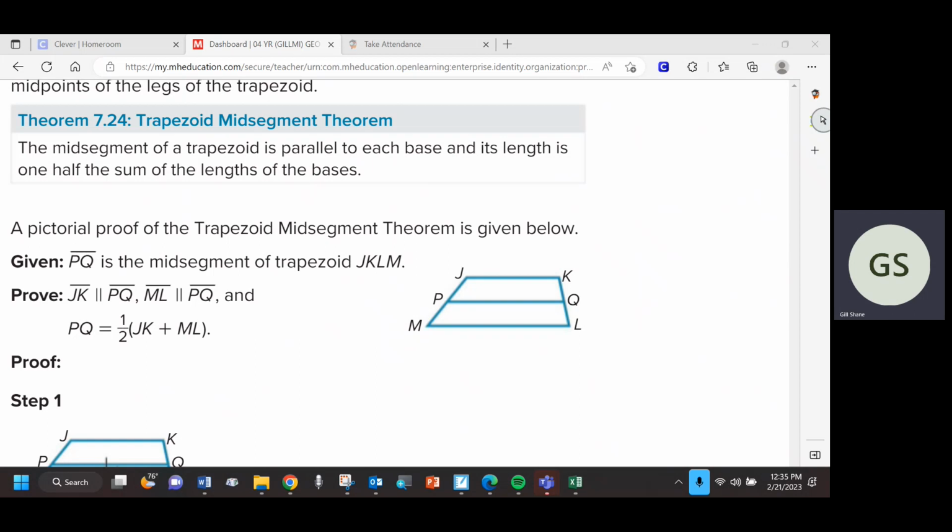If you get this, you'll get a passing grade. What we're about to do for the first couple of problems. But first, let's talk about what a mid segment of a trapezoid is. So if you want to highlight that, I'm talking about the mid segment of a trapezoid.